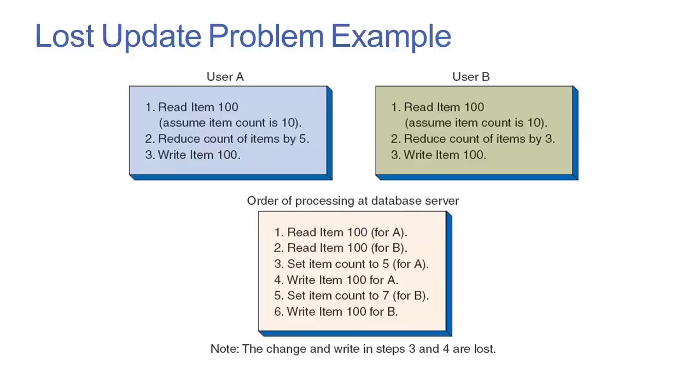Another way of saying that is, because we did not have an intelligent strategy in place for handling this concurrent access, the changes that were made to the database by user A have been overwritten by the changes made by user B. This is an example of a lost update problem.